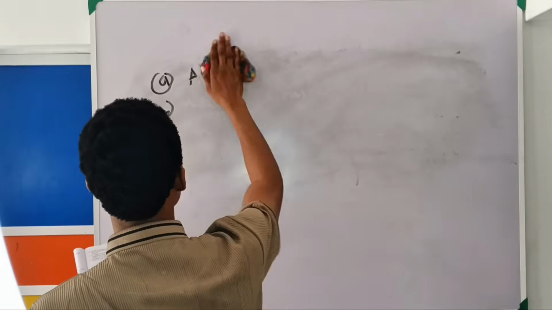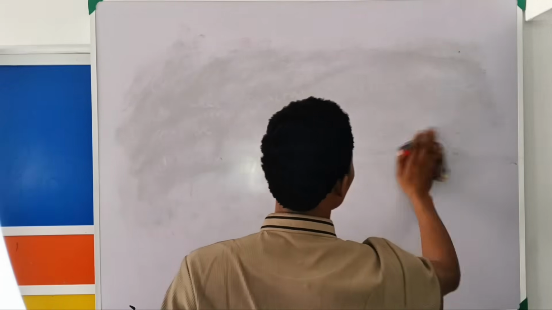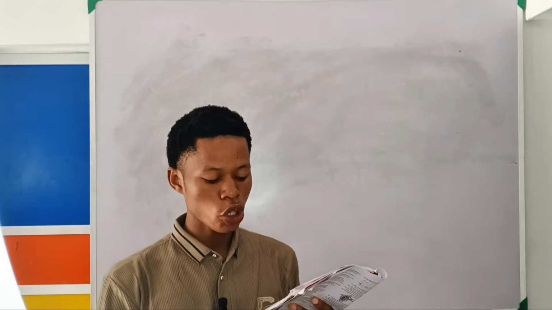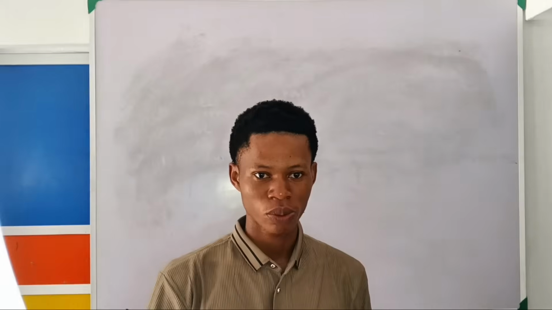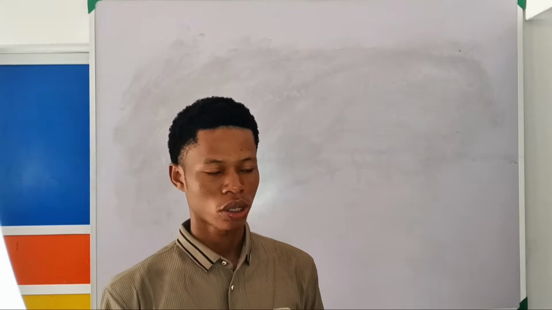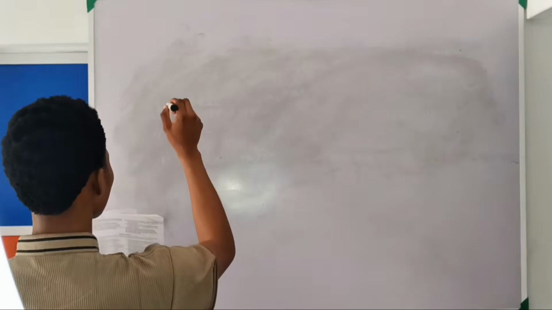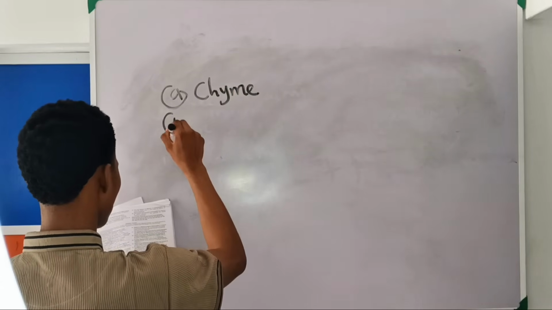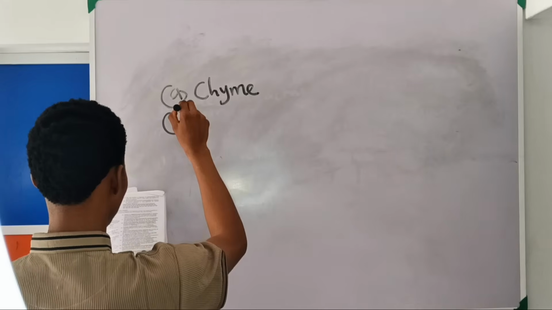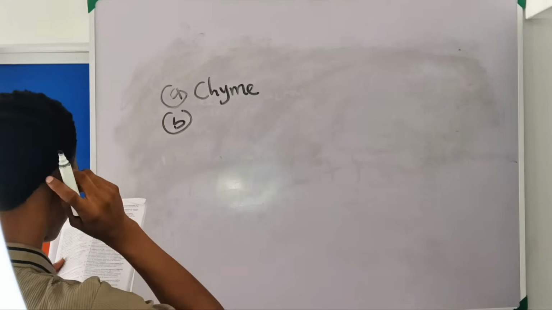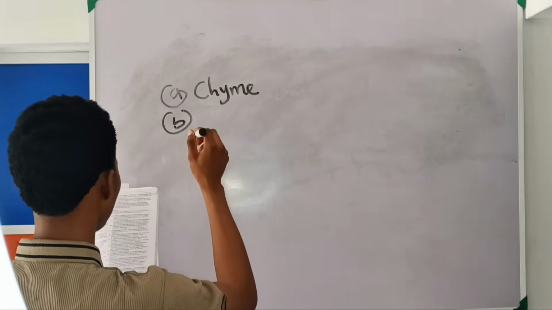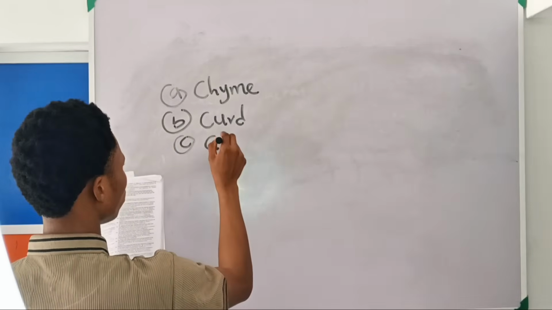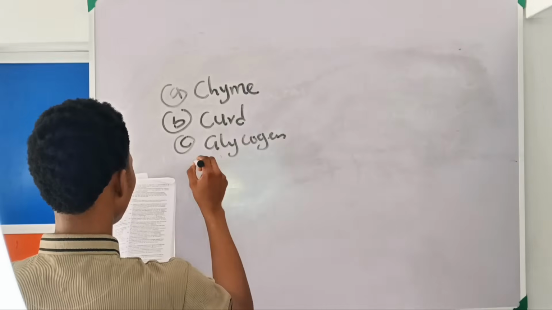Next question. I'll see who will get this right, first of all, because while I was explaining the other question, I mentioned it. Partially digested food ready to leave the stomach is referred to as dash. A says chyme, B says cord, C says glycogen, and D says paste.